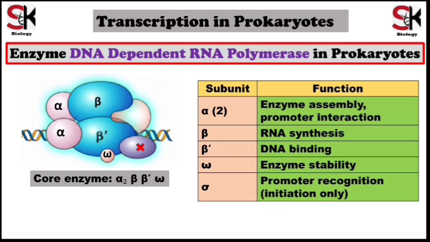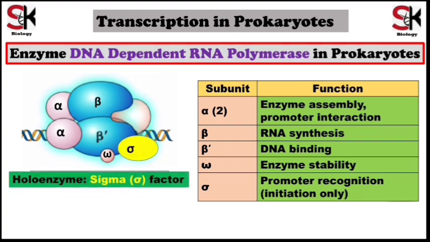RNA polymerase without sigma factor is called the core enzyme, and when sigma factor is added to the core enzyme, it becomes the holoenzyme. Sigma factor is very important as it helps RNA polymerase to recognize the promoter region.